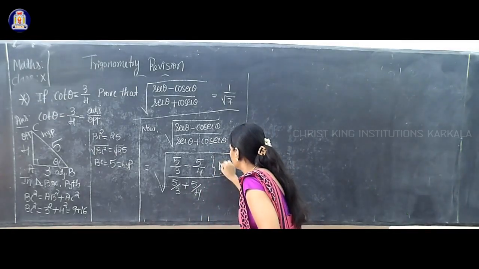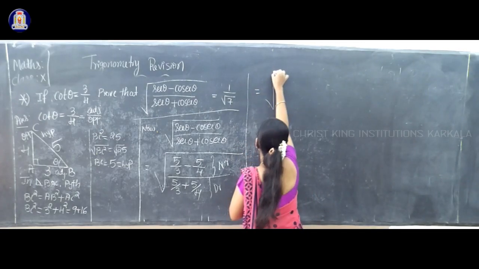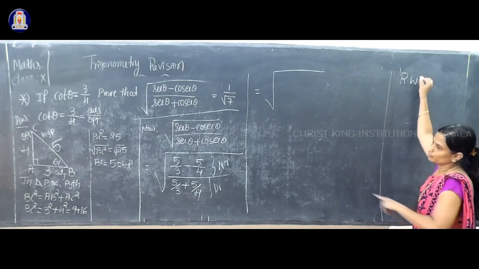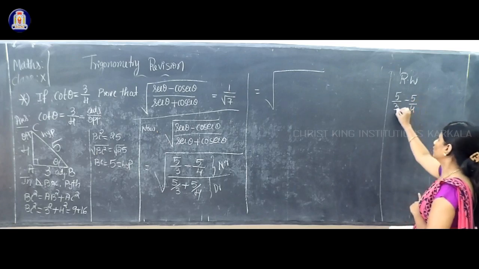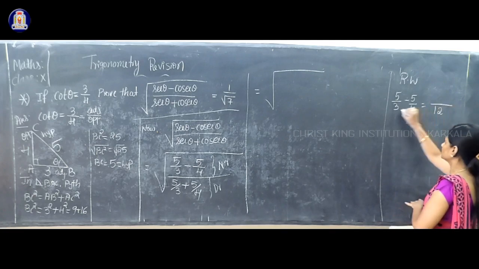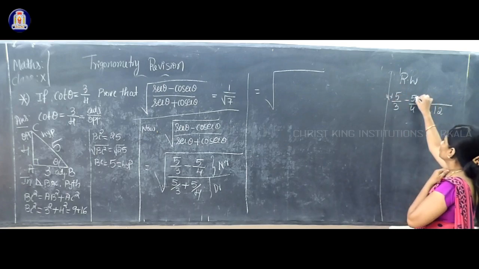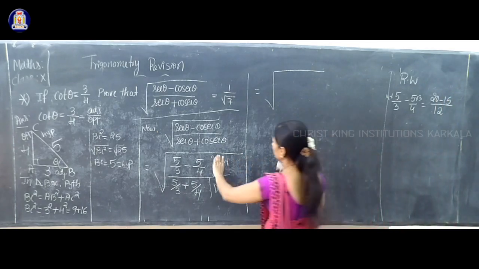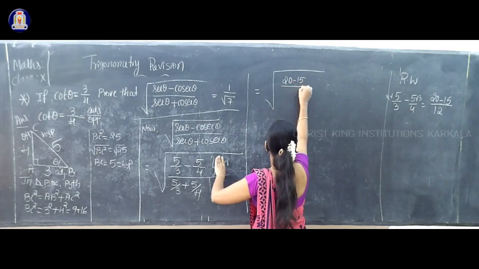This is your numerator and this one is your denominator. So which is equal to square root of numerator simplification. This is rough work. Numerator simplification. It is what? 5 divided by 3 minus 5 divided by 4. LCM of 3 and 4, there is no common factor. So LCM is 12, right? 3 4s are 12. So 3 how much? 3 4s are 12, 4 3s are 12. So that means 20 minus 15. So the numerator is 20 minus 15 divided by 12, right?